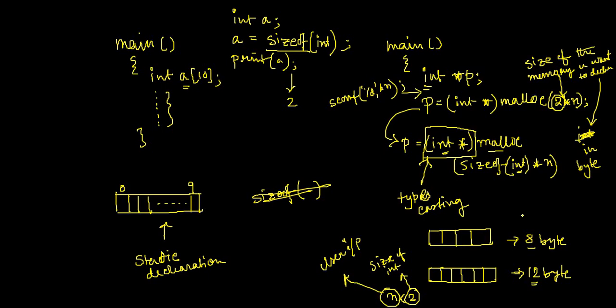So if n is 4, then these 4 memory locations will be allocated consecutively and dynamically, whose addresses, say suppose, are 100, 102, 104, 106. And it is pointed to by what? Pointed to by this variable P.